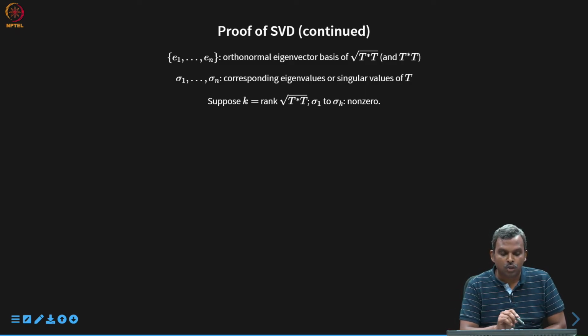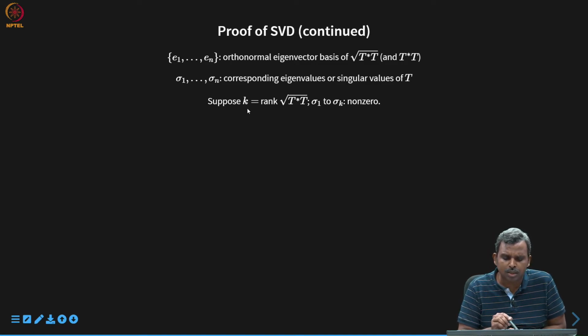Okay. So now square root T star T is also self-adjoint. Okay, of course T star T is also self-adjoint, and both of them will have a nice common orthonormal eigenvector basis, right. So I will take that as E1 to En. Okay. The corresponding eigenvalues will be the singular values of T, right. If you take the eigenvalues of square root of T star T, they will be the singular values of T. I will write them as sigma 1 to sigma n.